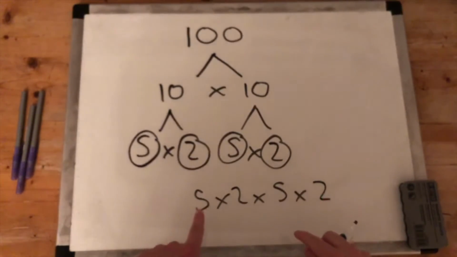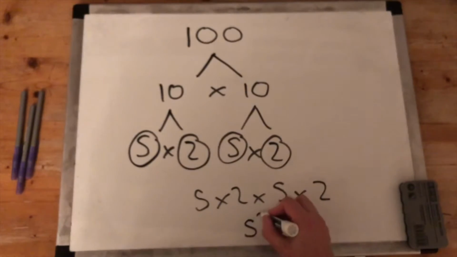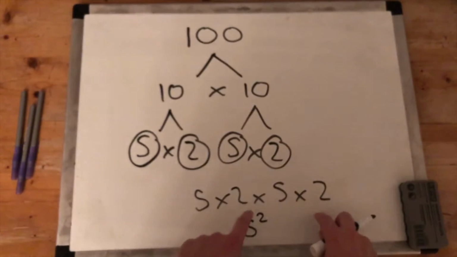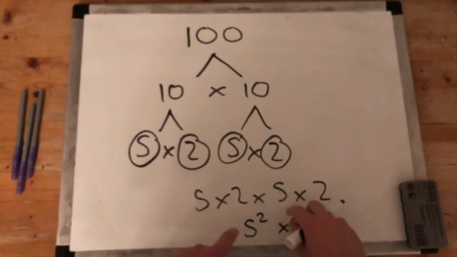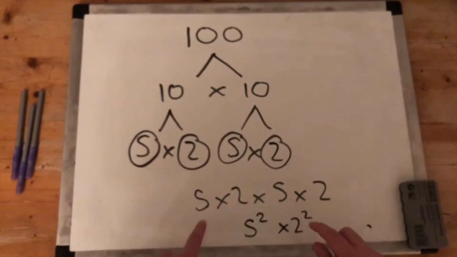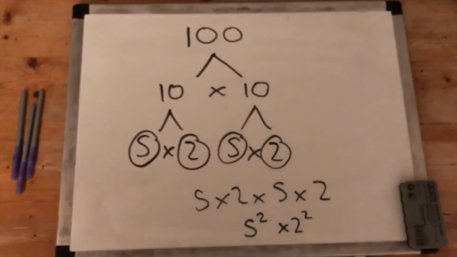Or to get an even better answer, I have 1, 2, 5s. So 5 squared, 1, 2, 2s. So times 2 squared. If I had 1, 2, 3 5s, 5 to the power of 3. But I've got 1, 2 5s, so 5 squared, 1, 2 2s, so 2 squared.